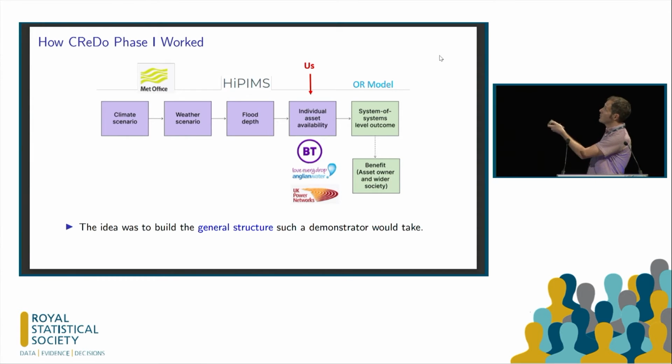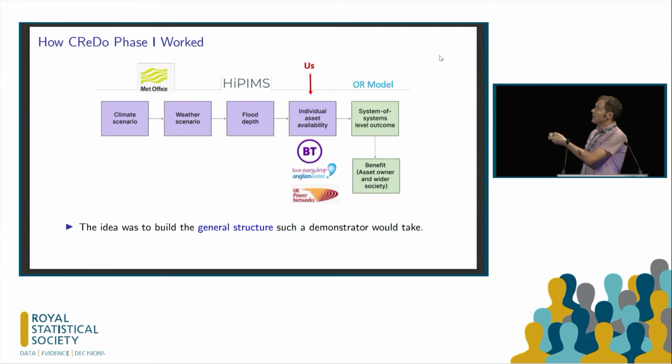So we took these extreme weather scenarios, which are essentially rain scenarios, so a 1 in 10 year extreme rain event over King's Lynn, and we had to turn those into flood depths because it would be flooding that would then cause assets to struggle and perhaps to fail.